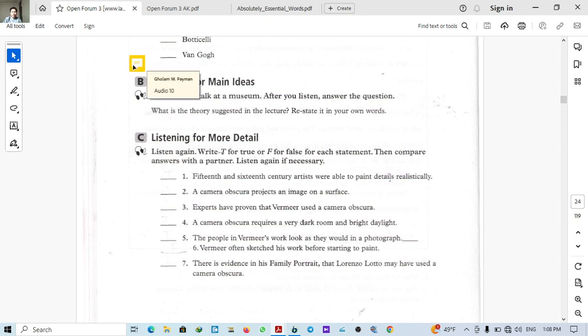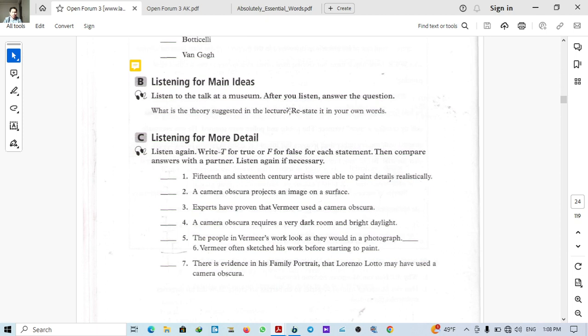So you have to pick out audio number 10, listening for main ideas. So simply you're listening to the audio for the main ideas, where you're trying to get the gist of the idea, the summary or general idea of the text. So basically, what topic the speakers are talking about. Here the instruction says, listen to the talk at a museum. Maybe people are talking together. After you listen, answer the question.